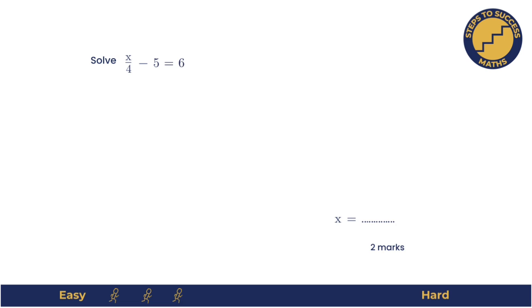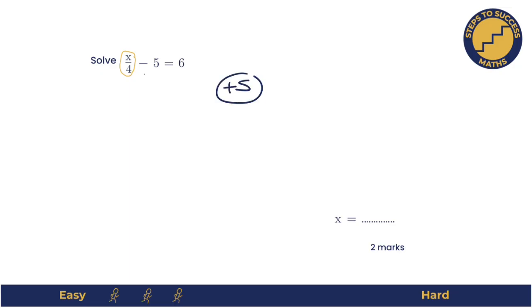Solve. x divided by 4 minus 5 is equal to 6. Okay, so this is the first time we've seen one with this x over 4. So the same step as we did before, x over 4 is wrapped up together, so circle that one. Then we need to get rid of what's with it, so that's take away 5. And the opposite of take away 5 is add 5.